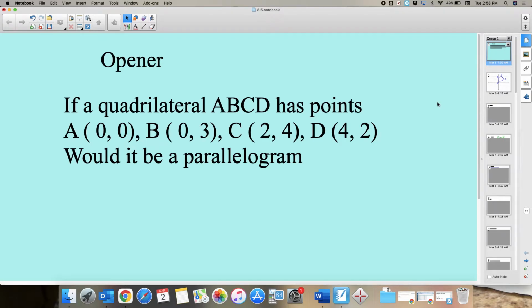All right, taking a look at 8.5. So in your opener, it says if quadrilateral ABCD has the points that are given there, wants to know would it be a parallelogram? Now remember, to show something's a parallelogram, we can look at opposite sides being congruent.